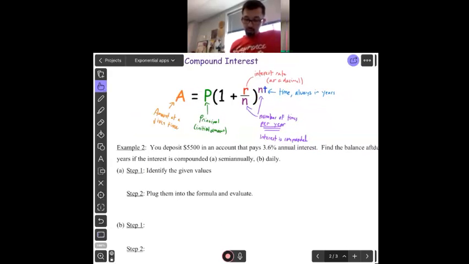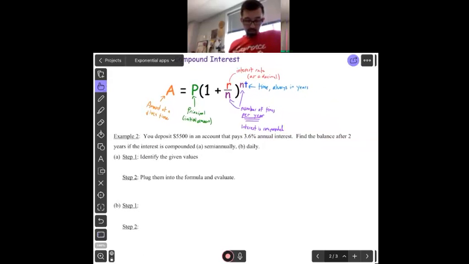So when you look at one of these problems, you'll notice that it looks pretty similar to what we just saw. You deposit $5,500. Oh, look, there's my principal, my initial amount. It pays a rate of 3.6%. Ooh, there's my rate, right? Find the balance after 2 years. Okay, there's my time, there's T. And if the interest is compounded semi-annually or daily, I still have a letter, but I don't have any more numbers. What's going on there?